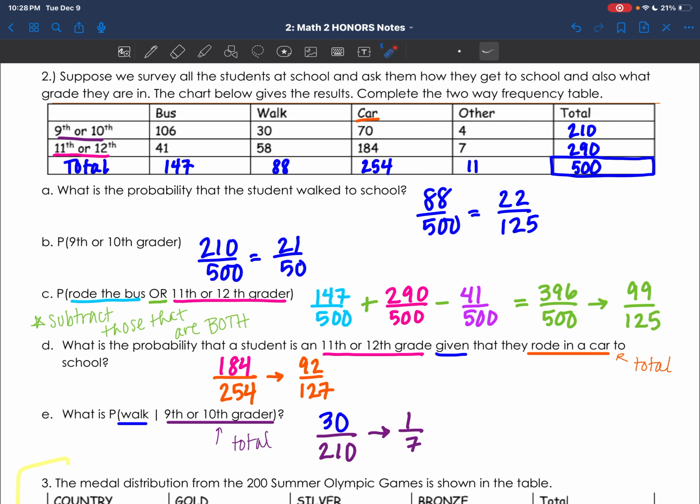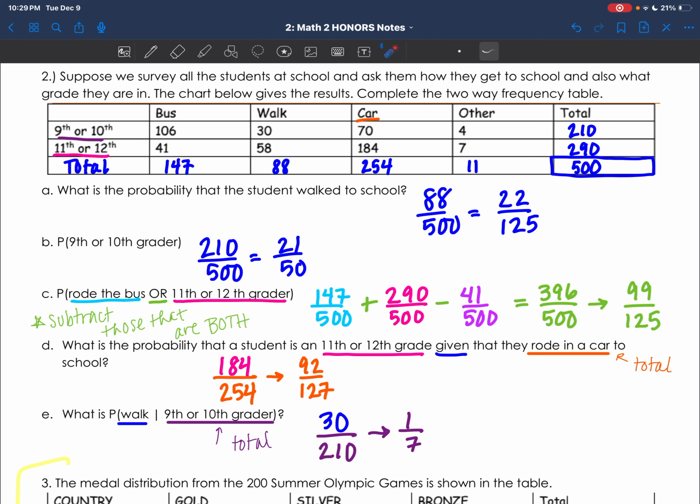All right. Now, what's the probability that they walked given they're 9th or 10th graders? So remember, this is going to be your total. So we're going to look at our 9th and 10th graders, which is 210. Sorry, I had a brain fart for a second. Because we're going to use this as your total. And then now we want to know of the walking 9th and 10th graders. And that's going to be our numerator. All right. And then when you simplify it, you'll get 1/7.